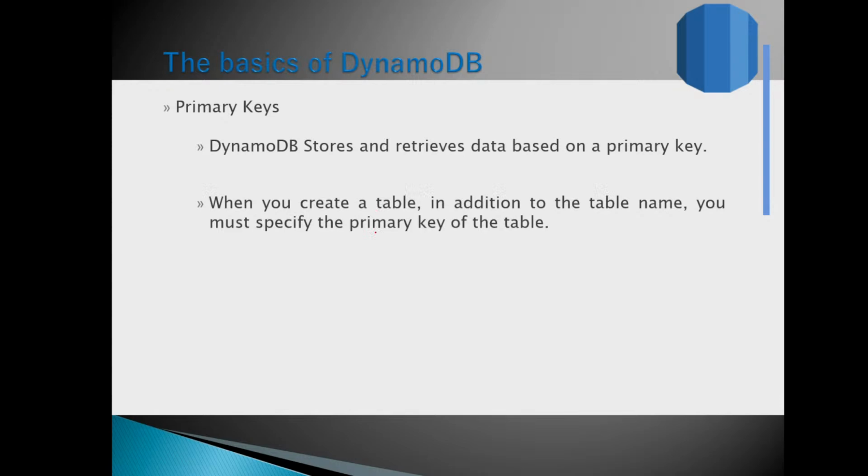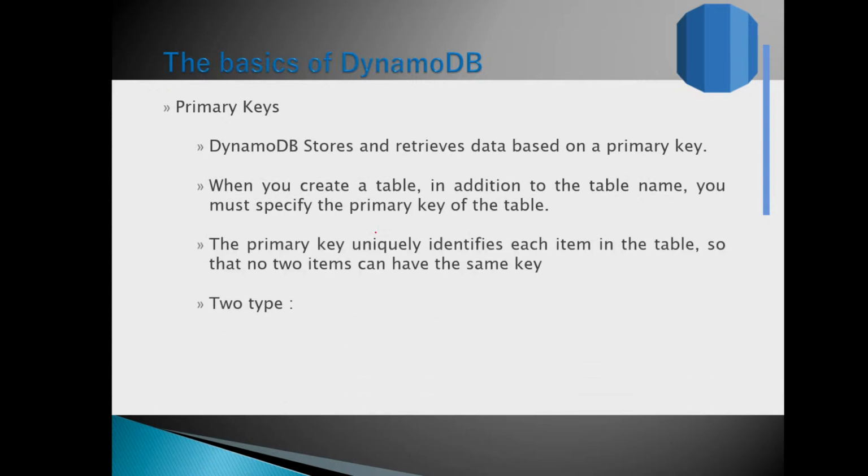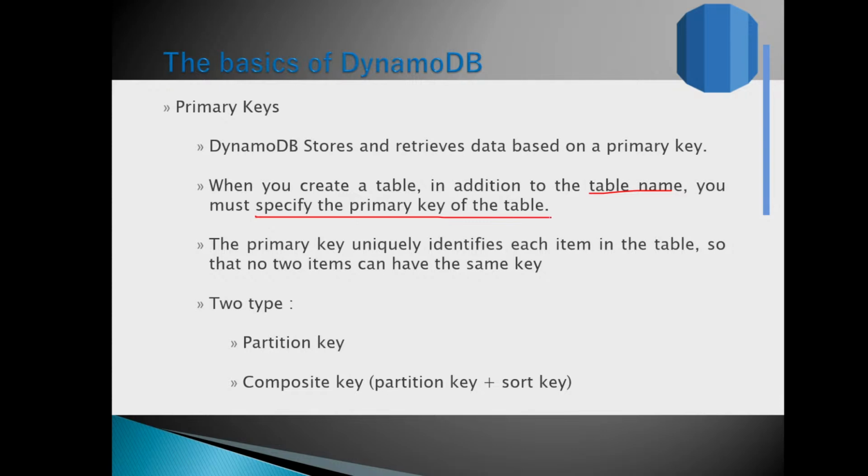Then coming to the key value pair. Now this is important to learn. Primary key. What is primary key? I told you each record in DynamoDB requires a primary key, the key on the basis of which DynamoDB stores the data. On that primary key it searches the data. So DynamoDB stores and retrieves data on the basis of primary key. When you create a table, in addition to table name, you have to provide a primary key. It's mandatory.